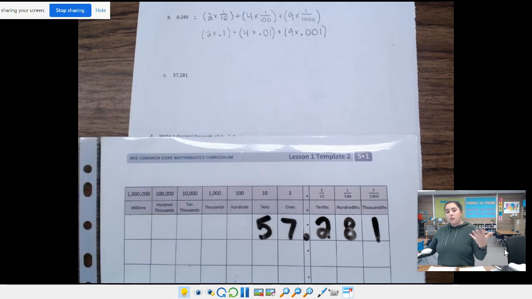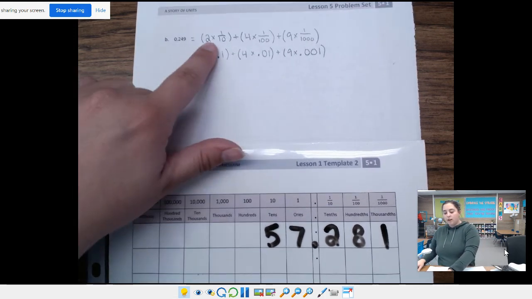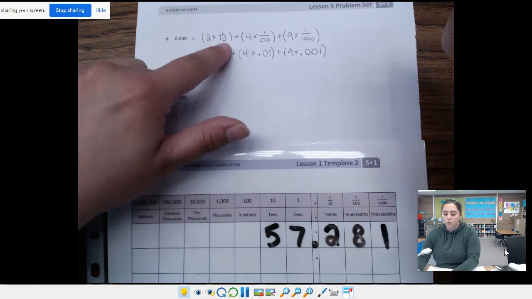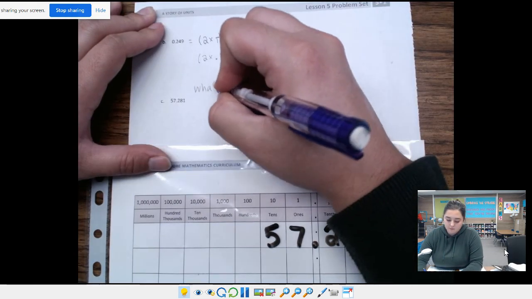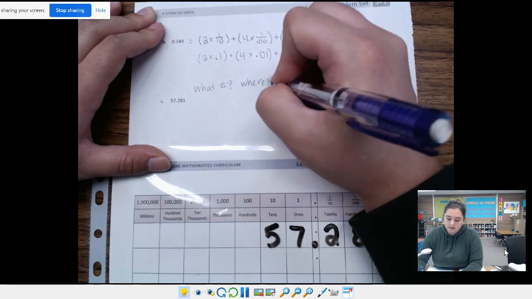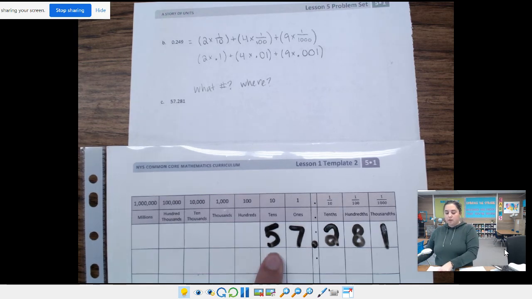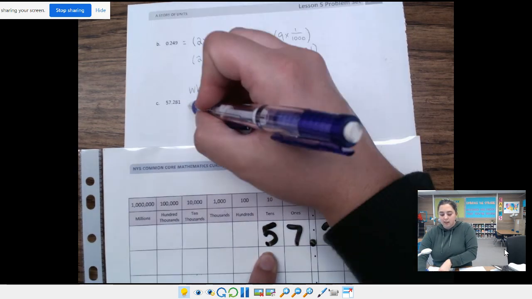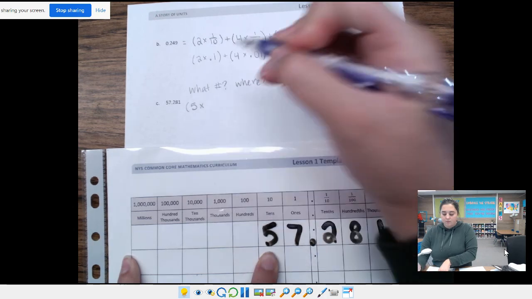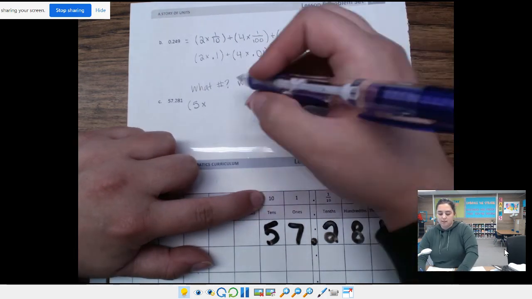So again, for expanded form, think back to what we did before. We said what number and where is it? What number and where is it? Those are the 2 questions I keep thinking to myself. I'll get you started. Starting on the left, what number is that? It's a 5. Where is it? It's in the tens.